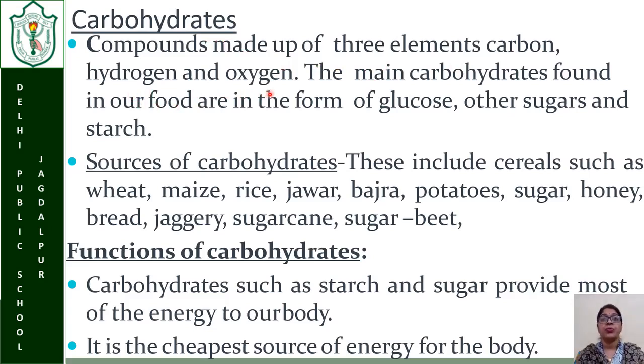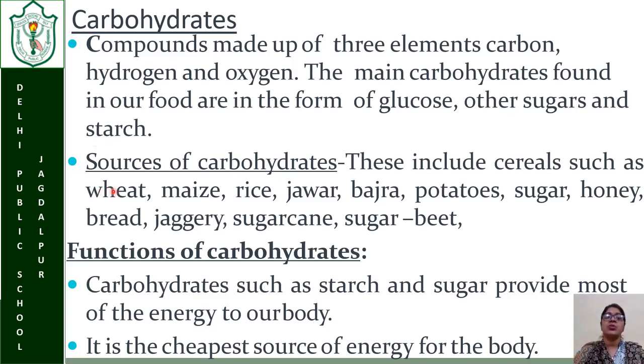Carbohydrates are of two types: one is sugar, the other one is starch. The carbohydrates found in food are in the form of glucose, sugar and starch. Now you just analyze which type of food gives us sugar. All the fruits have sugar. Potato has starch, rice has starch, sugarcane has sugar. So those food items which are sweet in taste or starchy in nature are the rich sources of carbohydrates.